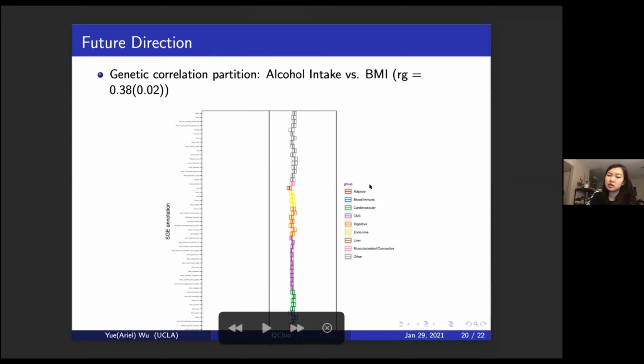And then we see in this specific case, the genetic correlation within each group is very similar. But in some of the pairs, we might expect to see different genetic correlations in different annotations. So this is an interesting future direction.